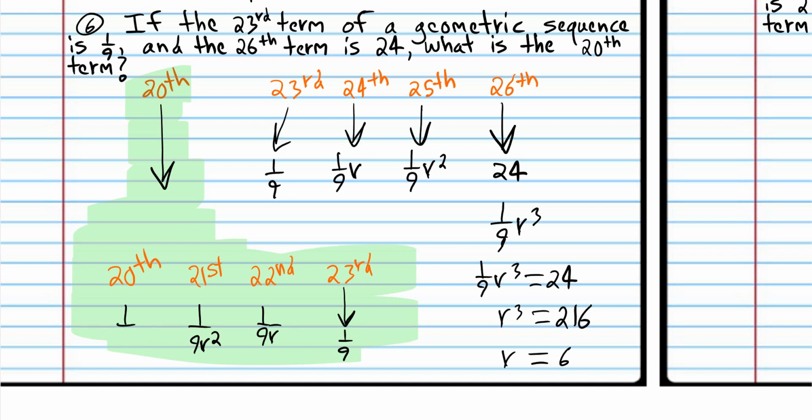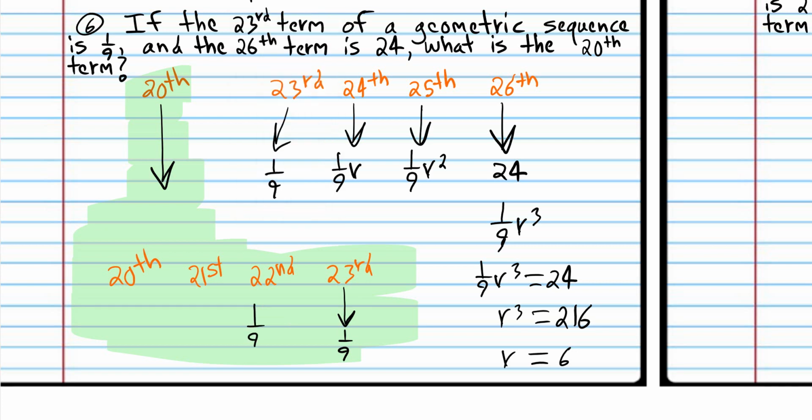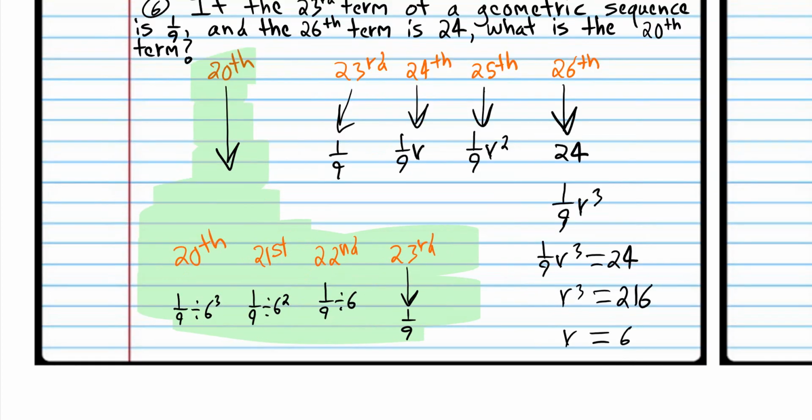So we don't have to write the r's out though, because we know that r is 6. So we're just going to take 1/9 and divide it by 6. And then divide it by 6 again. And divide it by 6 again. So you don't have to show the work this way. This is just one way to express what we're doing. Obviously I'm not focusing on speed here, because we're trying to show our work.